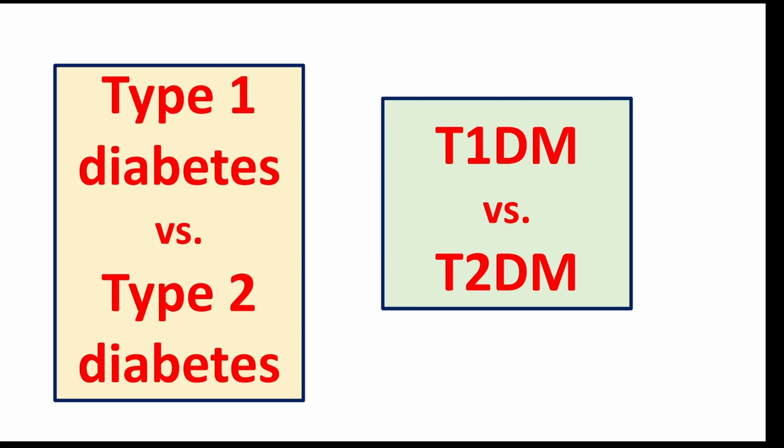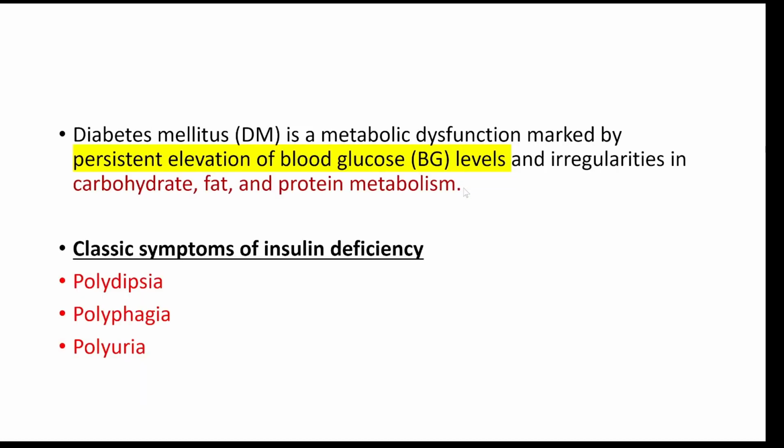So, what are the differences between type 1 and type 2 diabetes? Diabetes is defined as a metabolic dysfunction marked by persistent elevation of blood glucose, and this will lead to irregularities in carbohydrate, fat, and protein metabolism. Patients may suffer from classic symptoms, but we have more symptoms like polydipsia, polyphagia, and polyuria.